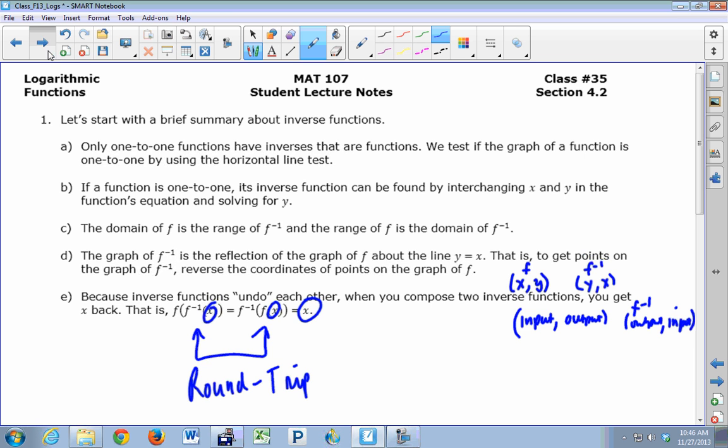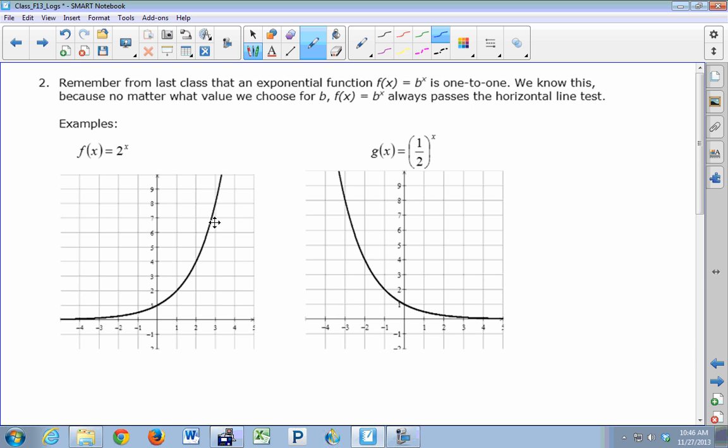Okay, so let's take a look at, again, we talked about these two functions on Monday. We talked about their domain and their range and the key points they went through.